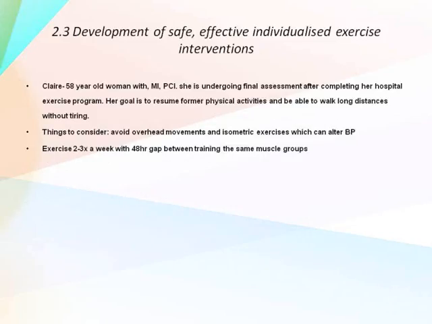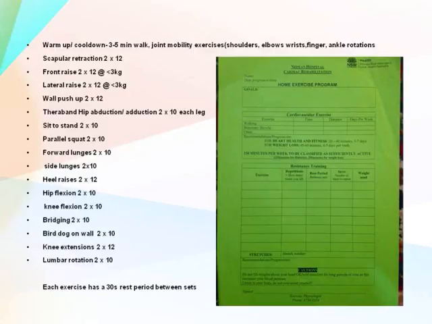Scope 2.3 is the development of safe, effective, individualized exercise intervention. For this, I have chosen the exercises I prescribed to a patient, Claire, for a home program. Claire is a 58-year-old woman who had a myocardial infarction and a PCI. She also has a couple of other comorbidities such as depression and insulin resistance. She is undergoing a final assessment after completing her hospital exercise program. Her goal is to resume her former physical activities and be able to walk long distances without tiring.